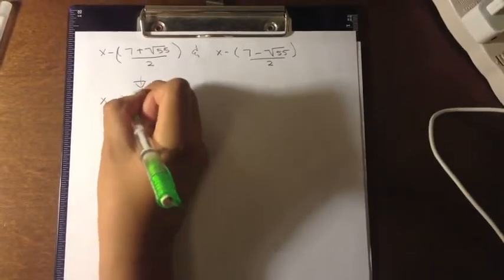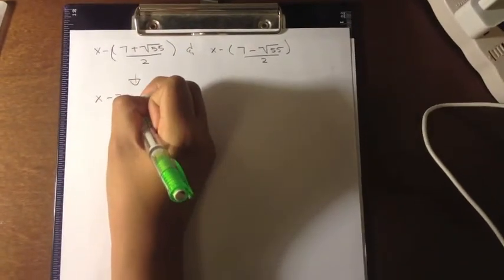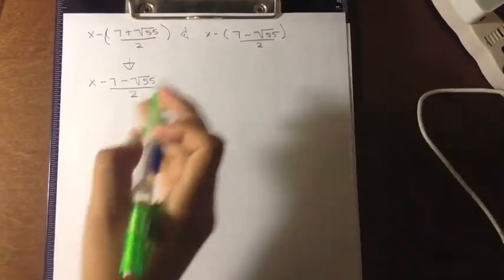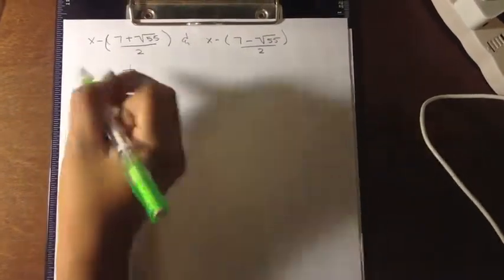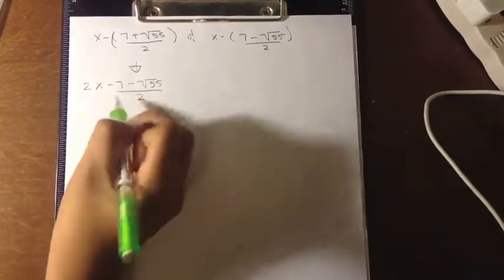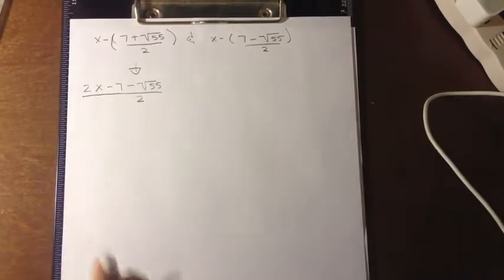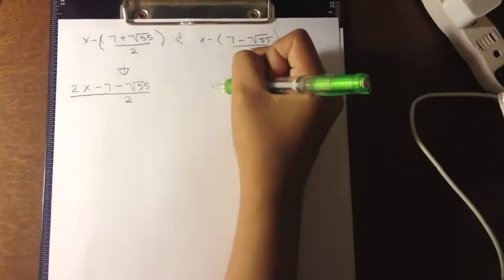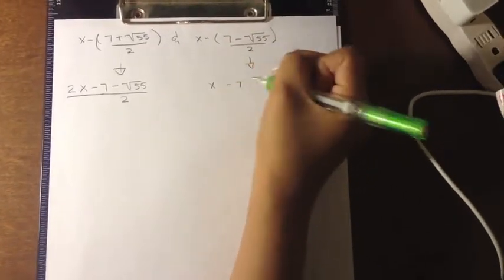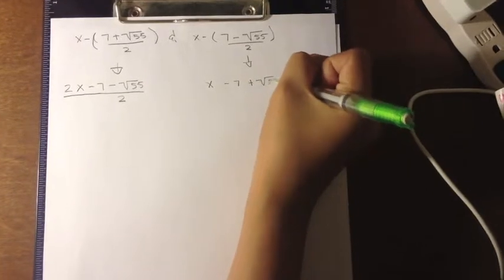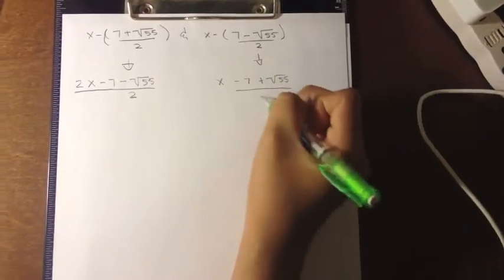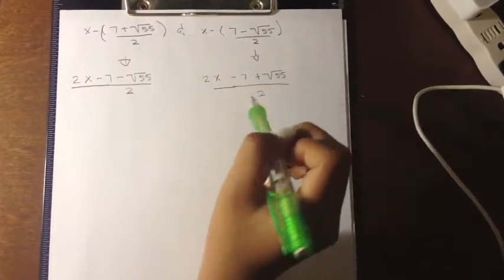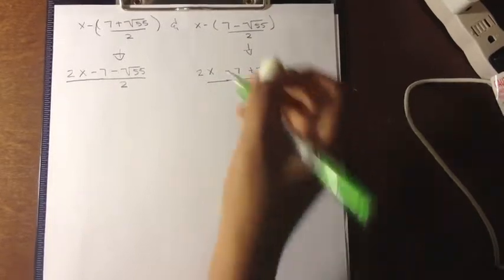x minus 7 minus radical 55 over 2. But if you want to make the x over 2, we would have to put a 2 in front of the x, so the 2 can be all over it. And for this one, x minus 7 plus radical 55 over 2, and same thing goes to this. Got a 2 in front of the x, and it can be all over. So this would be our factors.